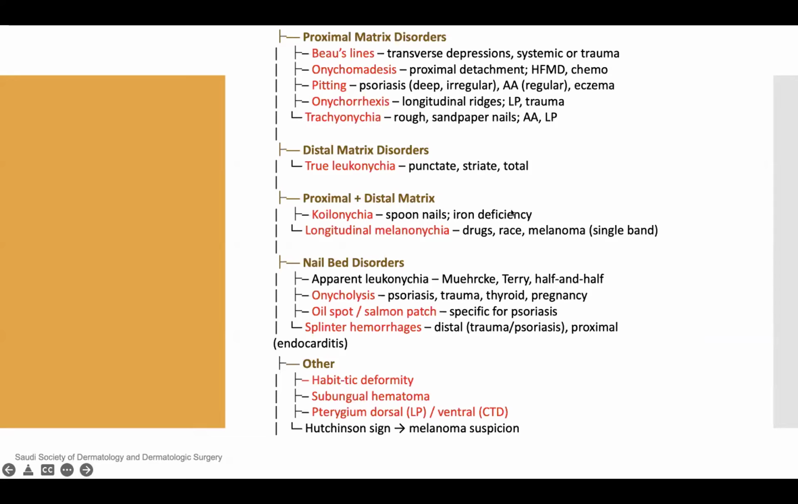It could be physiologic in children or related to iron deficiency in adults. Longitudinal melanonychia related to drugs, race, and melanoma if it was a single band. Nail bed disorders: apparent leukonychia, the Muehrcke, Terry, and half and half nails, onycholysis, oil spot, salmon patch, splinter hemorrhage. Others: habit tic deformity, subungual hematoma, pterygium, either dorsal or ventral, and Hutchinson sign, which is a sign of melanoma and requires nail biopsy.